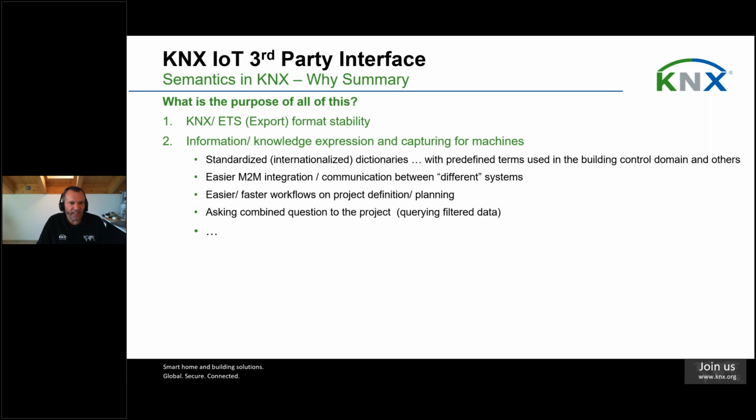So, a summary: why do we need that? We need standardized dictionaries simply because between different domains you need an understanding of what terms mean. You need machine-to-machine communication to simplify such communication between different systems. And as you know, KNX is one system, Google is another system. There are a lot of other systems, and they need to interoperate with each other because there will not be an overall system which rules everything.